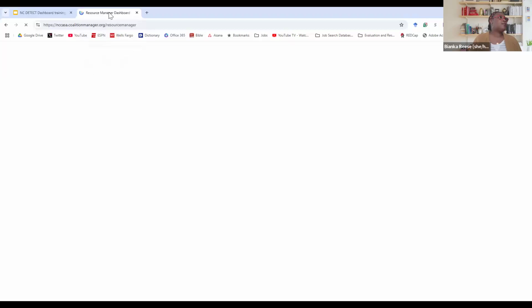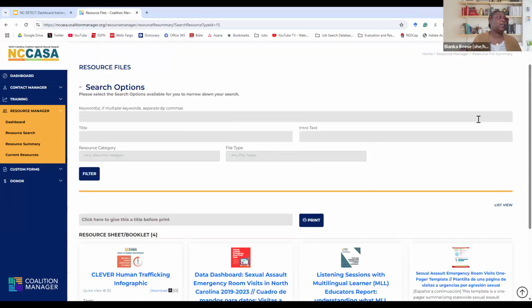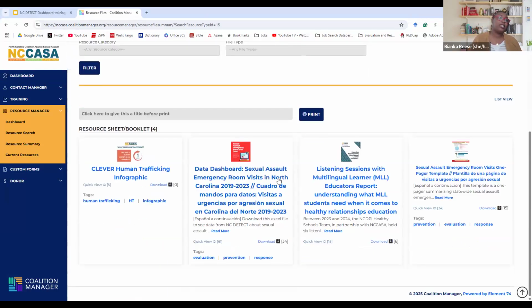Great. So now I'm going to the Coalition Manager, which is NCCASA's Coalition Manager. This has all the resources that are accessible to you. This is how you signed up for this training. Hopefully you all are familiar with this, but if not, you can get to know it intimately. If you go to the Resource Manager side here on the left panel, there's a dashboard option. Click that. The data dashboard is under the resource sheet and booklet tab, so you can click on that. And it is right here called Data Dashboard Sexual Assault Emergency Room Visits in North Carolina.